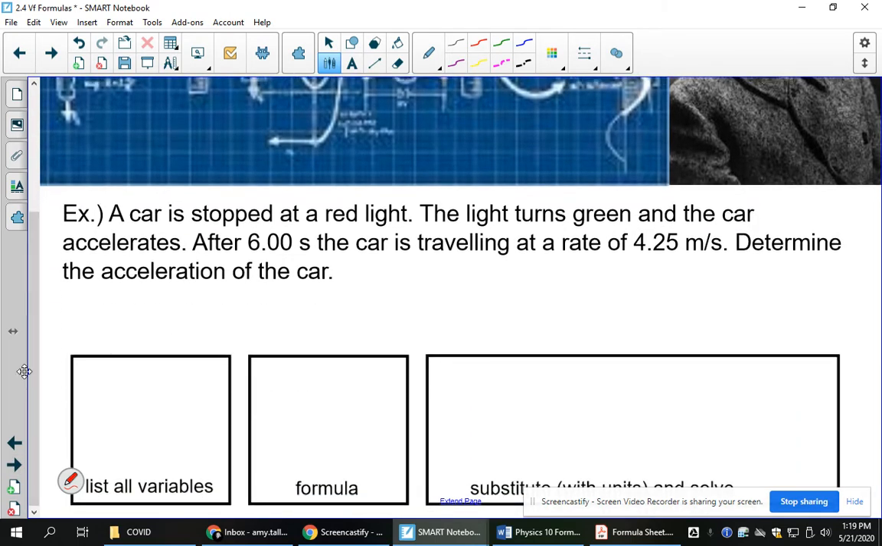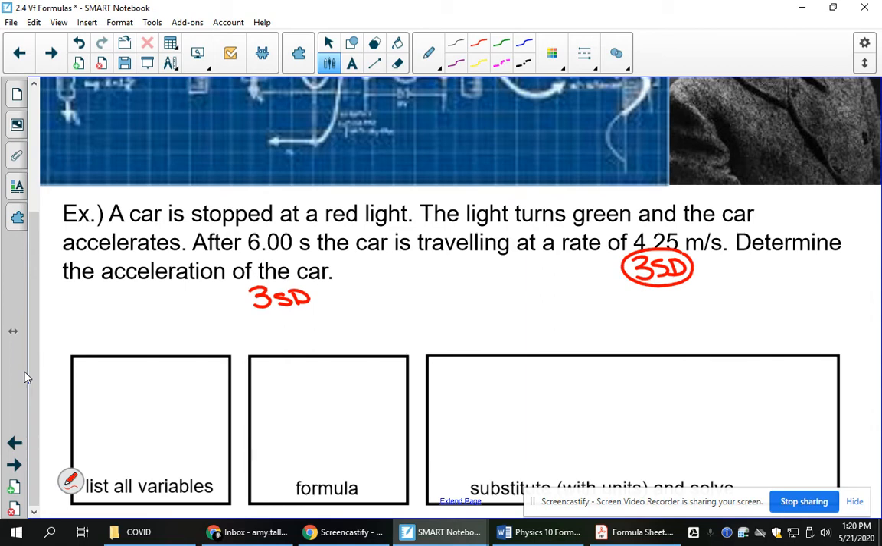All right, everybody should be back on this page, whether taking Physics 20 or Science 20 next year. And when I read through the question, remember to write the sig digs above or below the number and circle the smallest number so we know what our final answer should be. A car is stopped at a red light. The light turns green and the car accelerates. After 6 seconds, the car is traveling at a rate of 4.25 meters per second. Determine the acceleration of the car. What I should see on your pages is 3 sig digs for 6 seconds, 3 sig digs here. So we'll write our final answer to 3 sig digs.